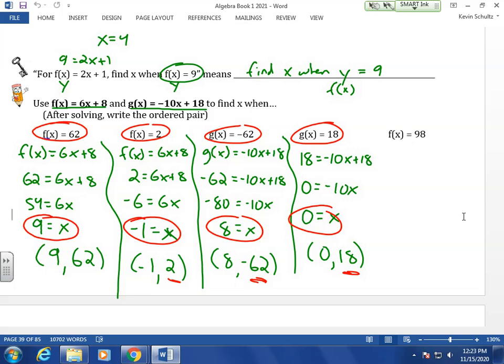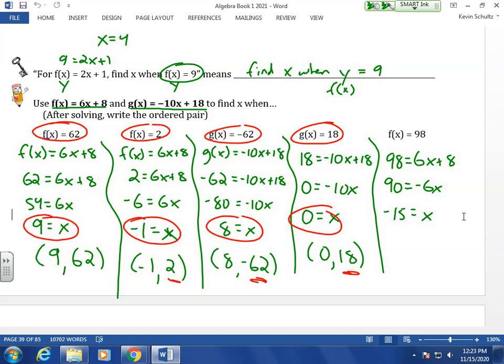We actually go back to the f of x equation now. I switched it on you. Okay. So we replace f of x with 98. 98 equals 6x plus 8. Subtract 8 from both sides. 90 equals negative 6x. Divide both sides by negative 6. And we get negative 15.